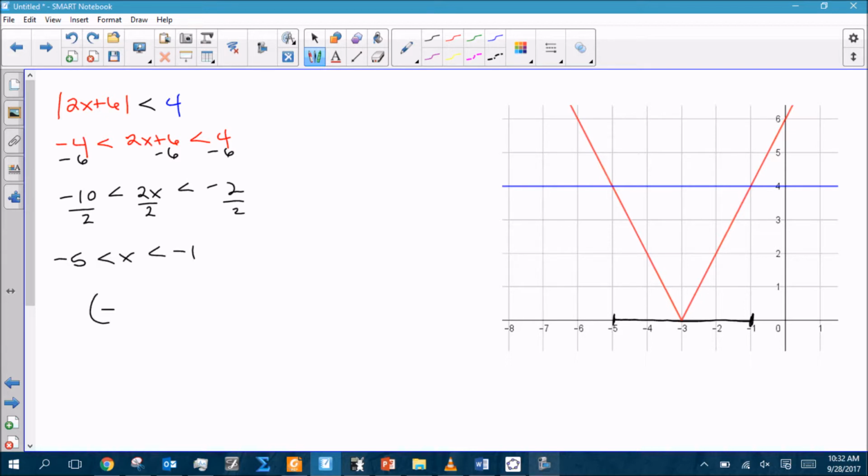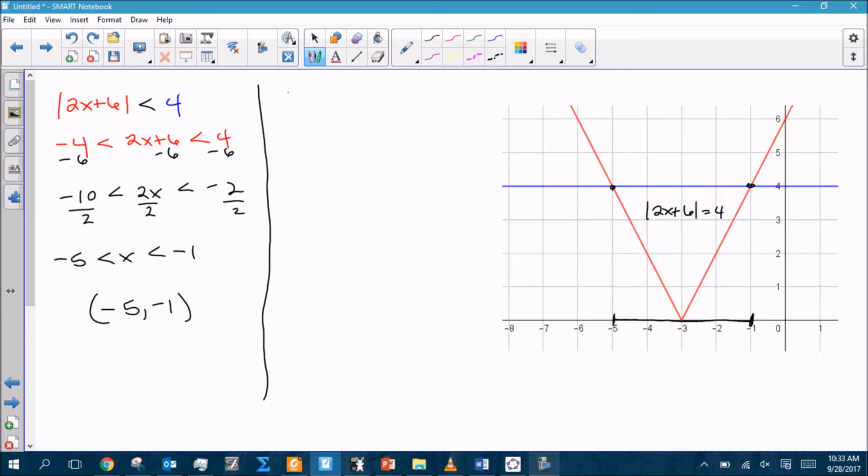Remember that was set notation. We're going to write this in interval notation, negative 5 and negative 1, and that's what we're developing here. Now my hope is that you realize that we know where they're equal. They were equal at negative 5 and negative 1, and that would have been solving the equation absolute value of 2x plus 6 is equal to 4. We've now solved 2x plus 6 is less than 4.